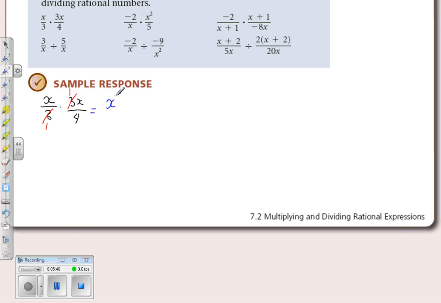So my answer now is x squared, x times x, over 1 times 4, x squared over 4. But I have to look. Do I have any NPVs? Got to remember the NPVs from 7.1. And there's no variable in the denominator, so therefore there's no NPV. It's just x squared over 4. Next one. 3 over x divided by 5 over x.